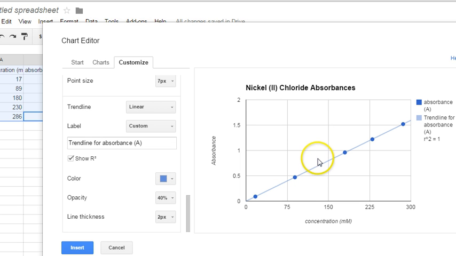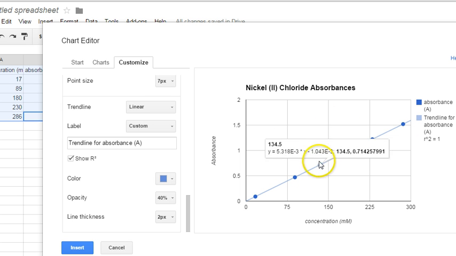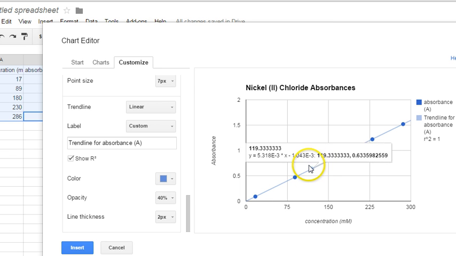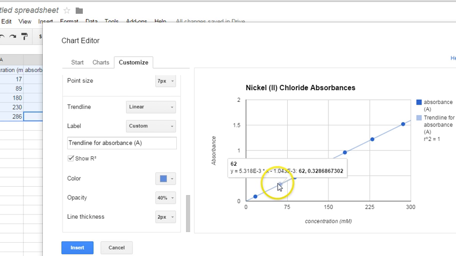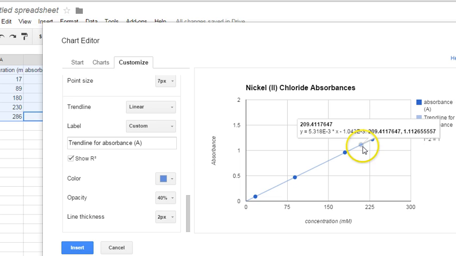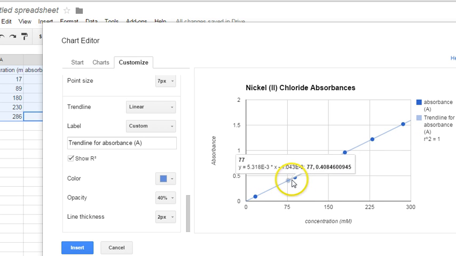A very nice bonus feature here is that if I hover, if I just mouse over the line, not the point, but just the pointless part of the line, you can see I get an equation. That equation is the equation for this line. You can see that it's the same equation wherever I go. It's y equals 5.318e minus 3 times x minus 1.043e minus 3. The boldface number is just the x and y coordinate of where I'm mousing over, but the equation is always the same.